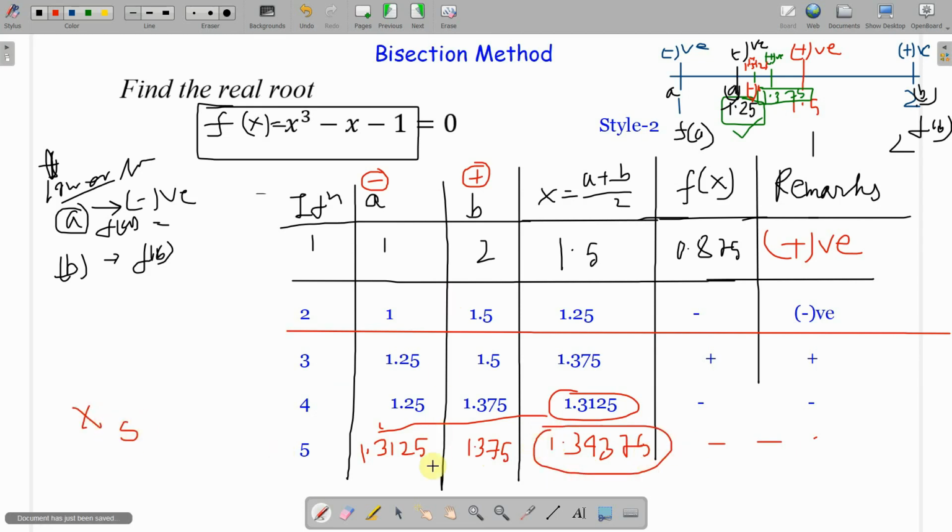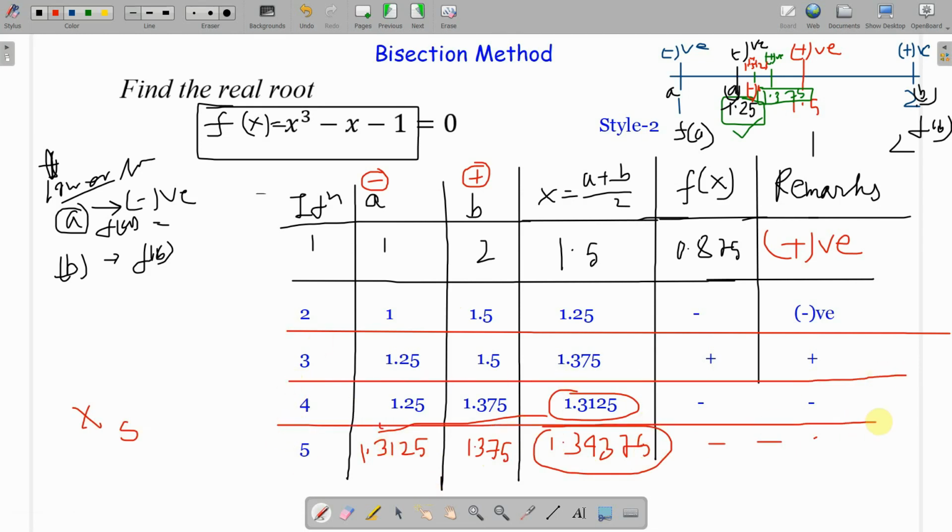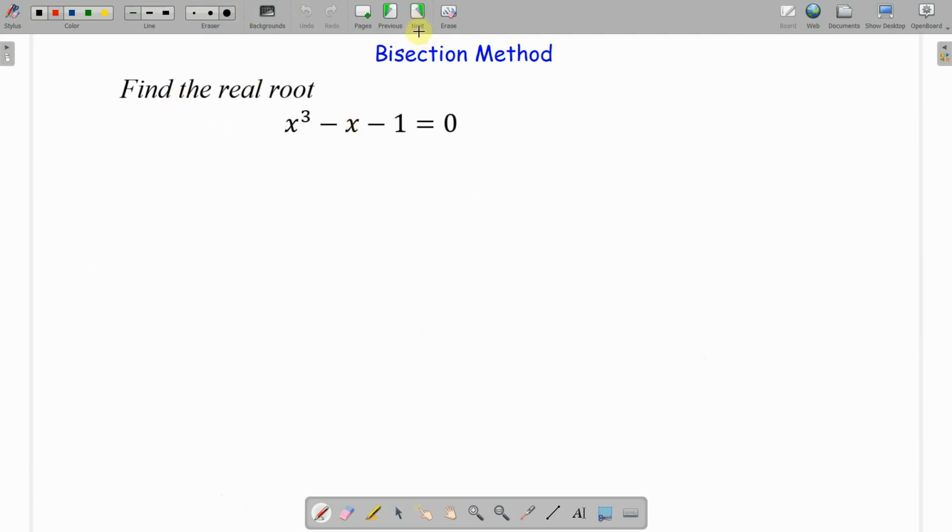And see the converging, to reach a converging point, it's taking much time. For this reason, we'll be discussing the regula falsi method and the Newton-Raphson method, and there you will see how good these methods are at converging compared to the bisection method. That will be discussed in the next class, but you have to do one more problem with this bisection method. So solve this problem.